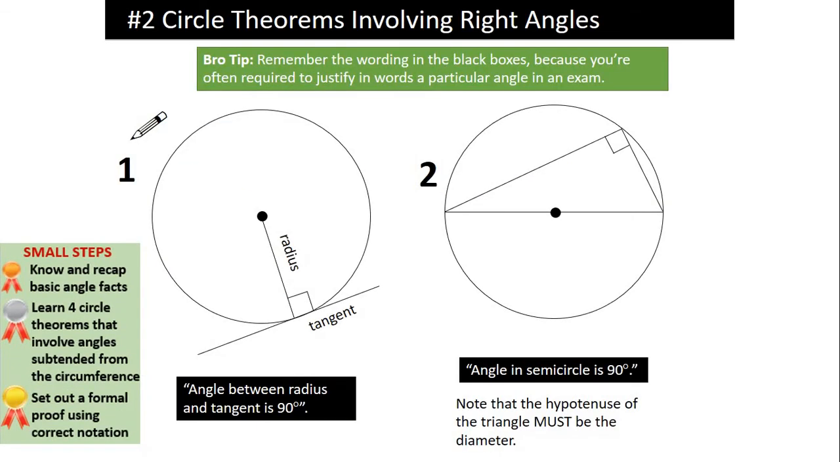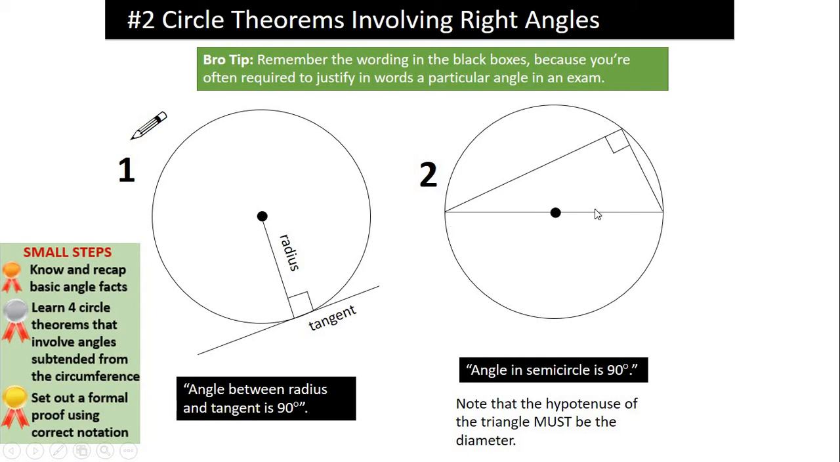Okay, our first circle theorem, or our first two circle theorems, both involve right angles. If you sketch these into your books, so you've got a clear example of what they are, and the wording in the black box, that is what we say to describe this circle theorem, because sometimes we're asked the reason. So the first one, we've got a radius and we've got a tangent, and the angle between them is 90 degrees. The second one, we've got the angle in a semicircle.